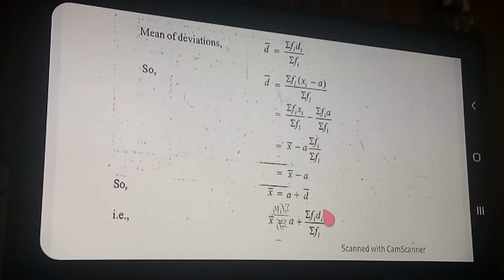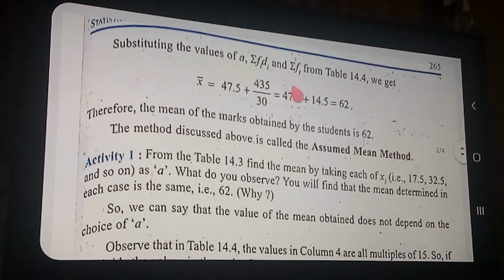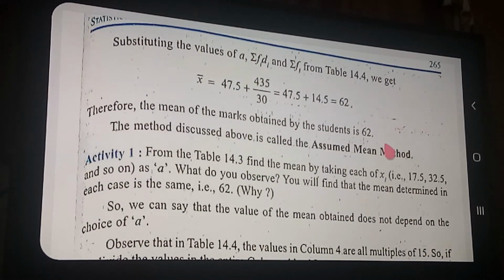What is the value of di? Di is equal to xi minus a. This method we call the assumed mean method. Move to the next question. See here, all the calculations are already done. This method we call the assumed mean method, so make that point clear. What's the formula for the assumed mean method? X bar is equal to a plus sigma fi di by sigma fi. Clear? Move to the next method.